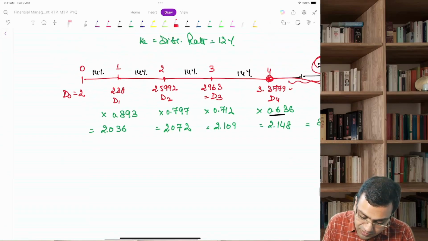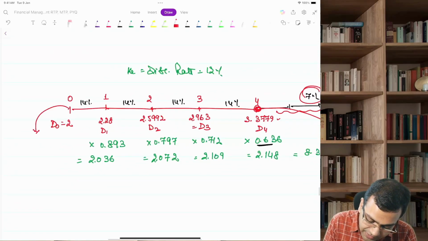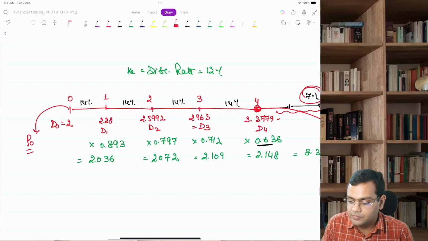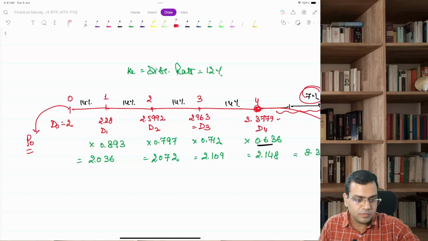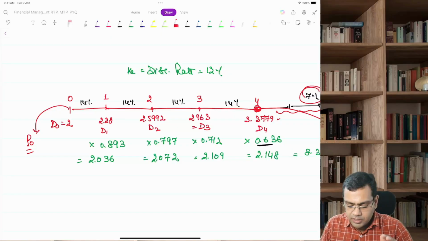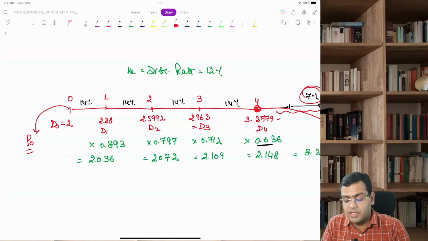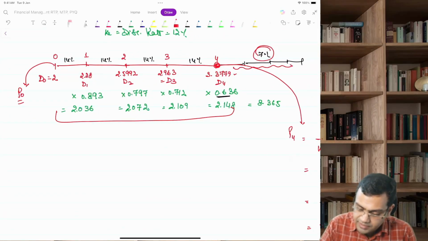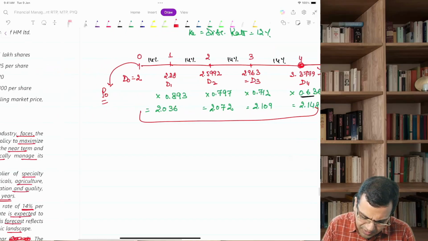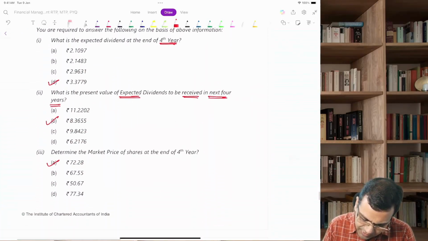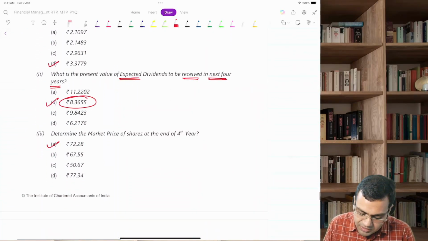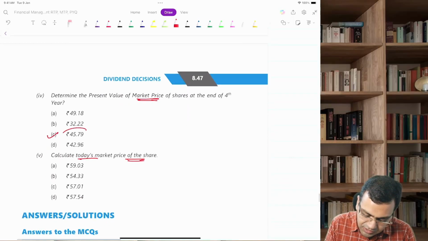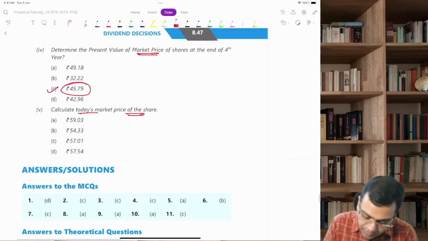Now calculate today's market price of the share. Today's market price of the share means what? You have to calculate P0. Right? You have to calculate P0. So what will be the P0 now here? The P0 will be the sum total of this present value, right, that we calculated as 8.365. Yes, that was the answer that we calculated, 8.365, plus the present value of this 45.79.